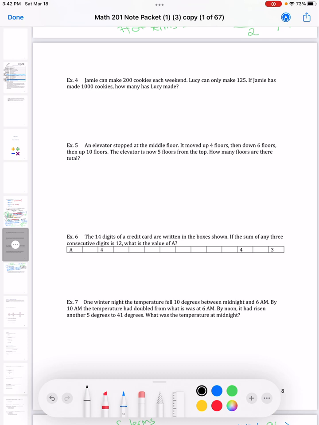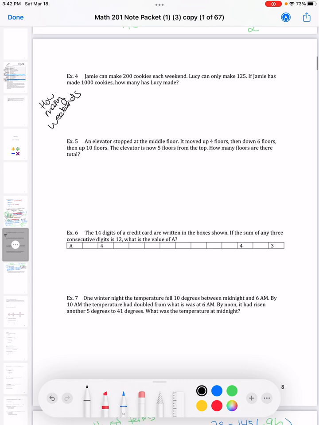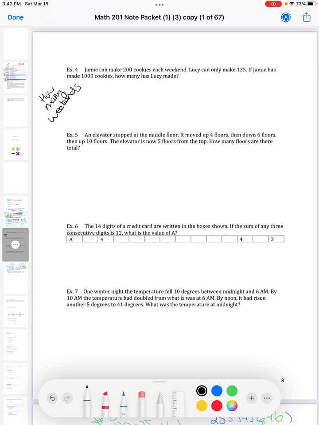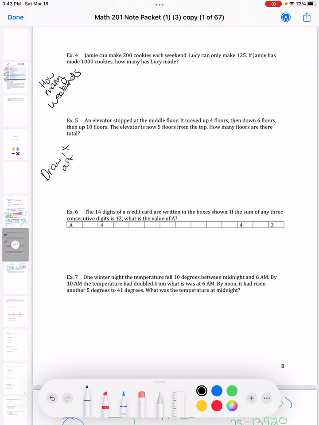So for this first one, figure out how many weekends there are. I know you haven't read over all of them yet, but when you go to work, that's my hint, to figure out how many weekends there are. For example 5 here, try to draw it out. So try to draw that out to help with it. For example 6, I'm going to give you a hint to start down here.